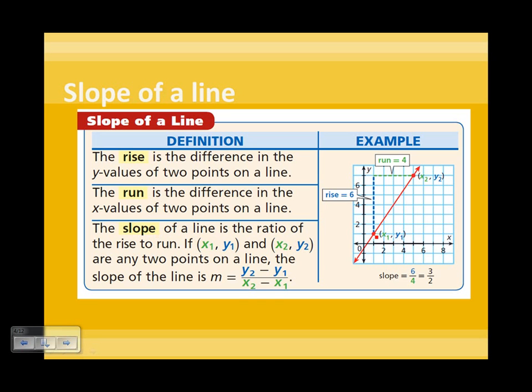Now the measure of steepness is the rise, how far you rise if you start at one point on the line, and then how far you run to get to a second point on the line. So the rise is the difference between the y values. The run is the difference between the x values, and the slope then is the ratio of the rise to the run. The bigger the slope, the bigger the ratio, the steeper the line. So if you have two points, (x1, y1) and (x2, y2), you find the difference in the y's over the difference in the x's, and that is how you find your slope.